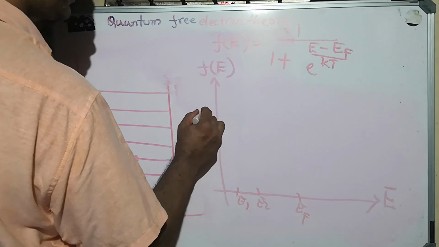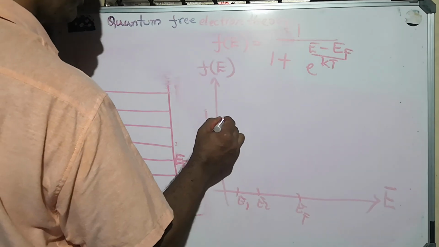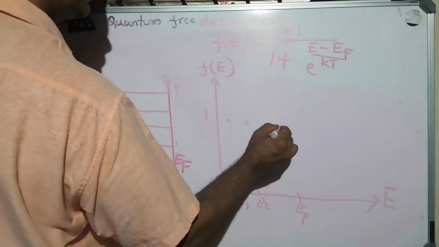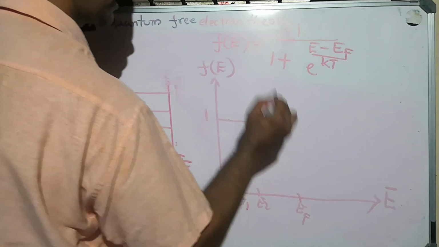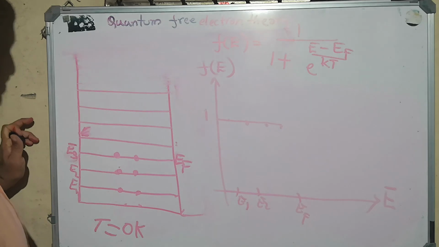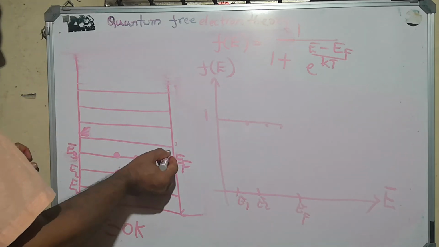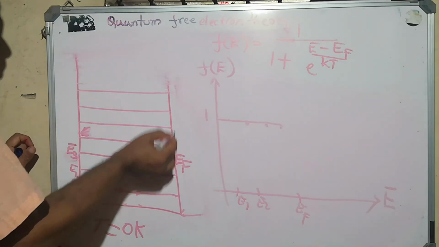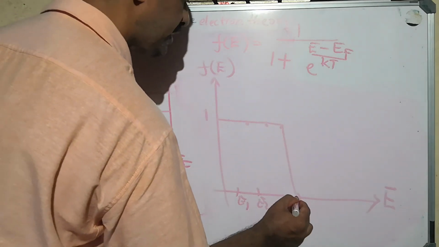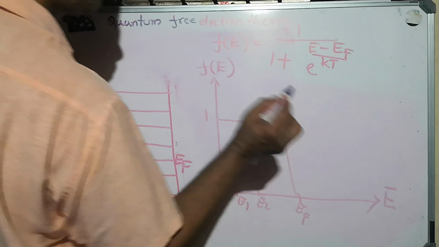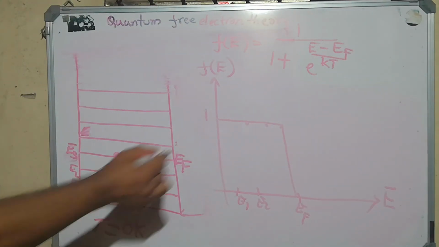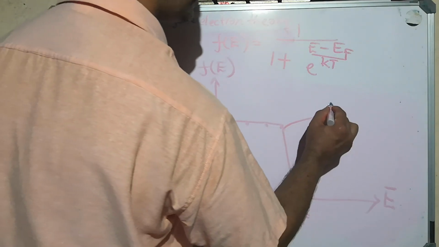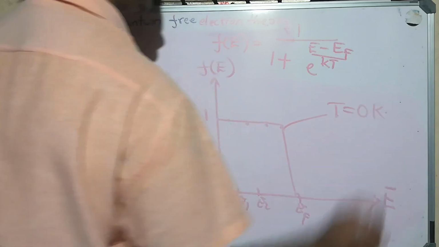That means here this value is 1. So at E1, F of E value is 1. At E2, F of E value is 1. At E3, it's 1. Like this. So that means if you join this, you are getting a straight line parallel to energy axis or x axis. But when you go above EF, F of E value becomes suddenly 0. That means you are getting a step function here. So this graph represents the variation of F of E with respect to E at T is equal to 0 Kelvin.